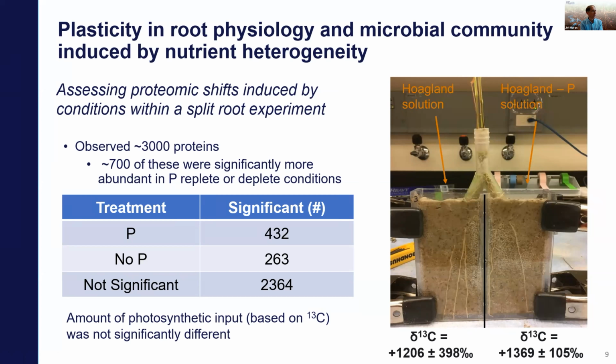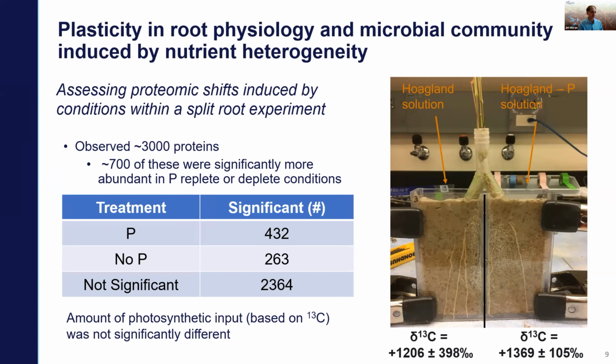We wanted to ask the question: are we seeing a localized response in the split side of the root system that doesn't have phosphorus, or at least a response based on phosphorus availability? I will say that we observed 3,000 proteins when we did this, and about 700 of them did show a significant preference, in quotation marks, for one of these 2 sets of conditions.